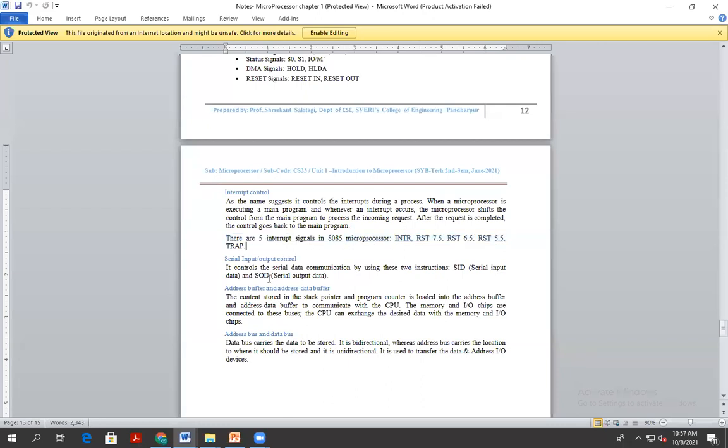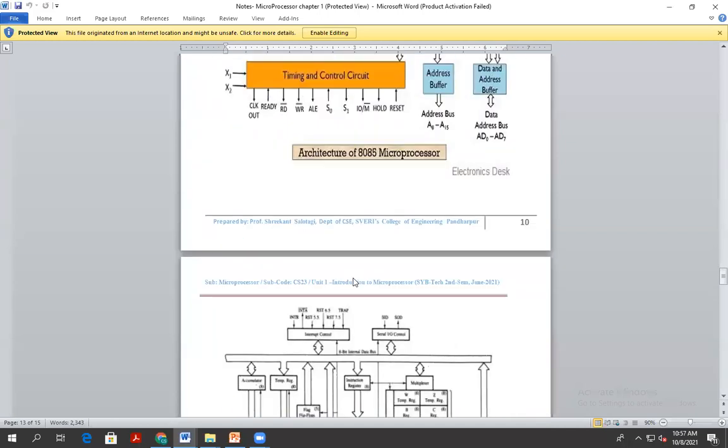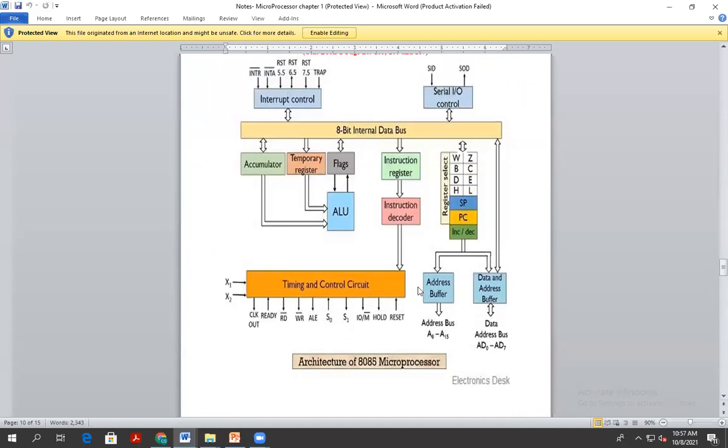Okay. So then the serial input and output control. It controls the serial data communication by using SID and SOD, which we already studied. Whatever we have to use in the architecture, where do we have to use SID and SOD?